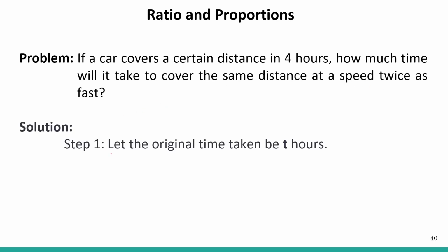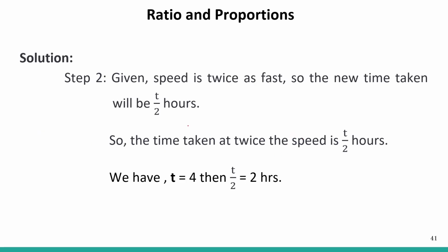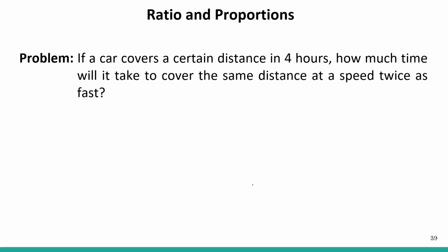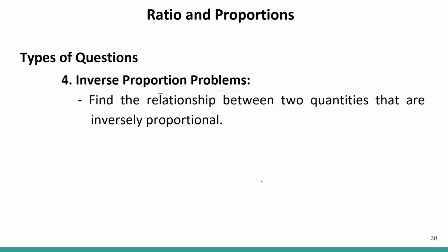Let the original time taken be t hours. Given that the speed is twice as fast, the new time taken will be t by 2 hours, because it takes half the time. So the time taken at twice the speed is t by 2 hours. We have t equal to 4, then t by 2 is equal to 2 hours. So we have completed the fourth kind of question that is asked.